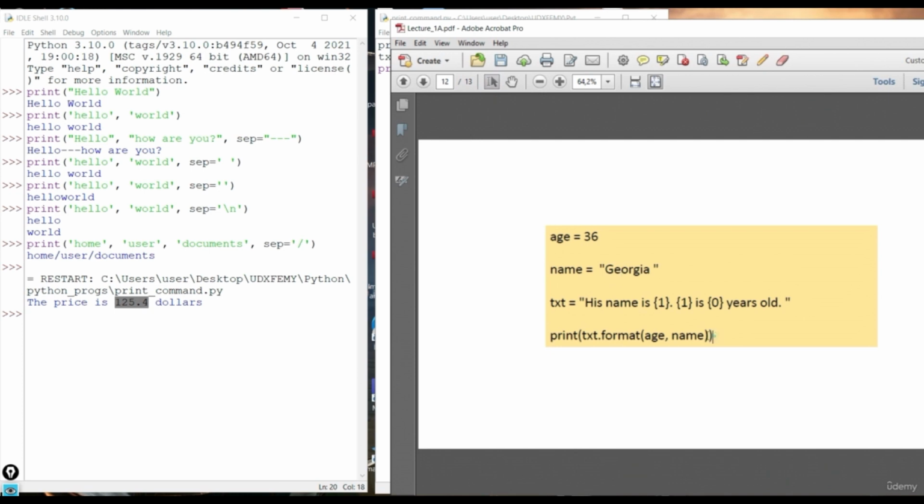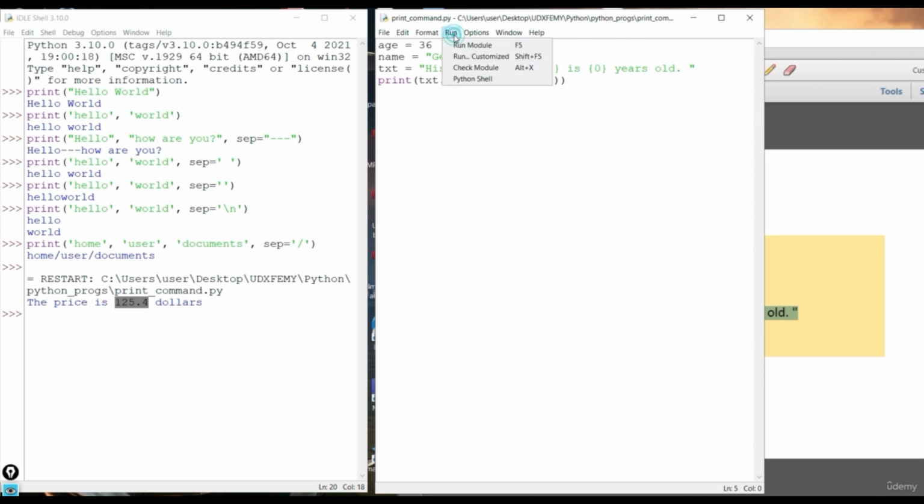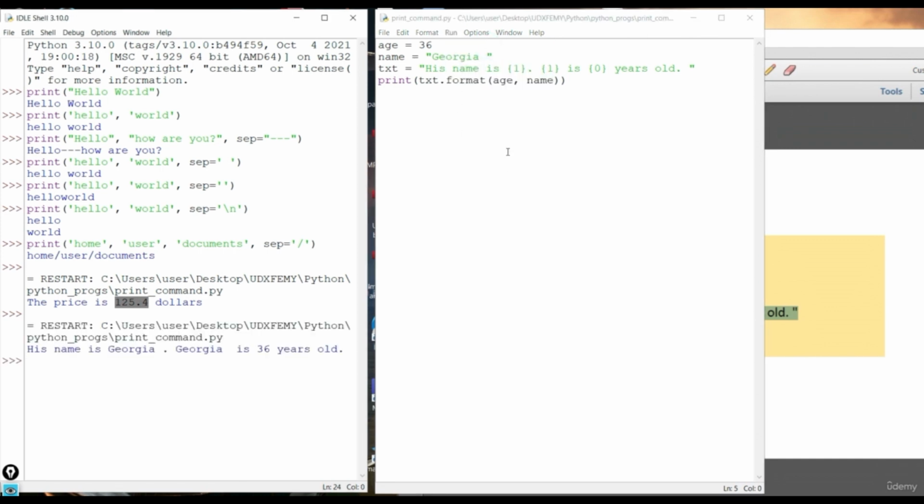Okay, let's try this. I copy it and paste it here. I run it using the F5, or choose here run module F5. I can use the shortcut F5. If I press run, choose F5, we see that his name is George. Argument 1 is the name here, that is George, and George is argument 0, 36 years old. George is 36 years old.